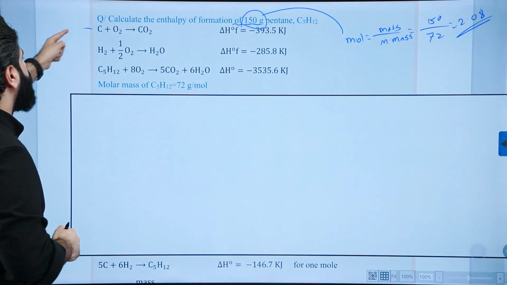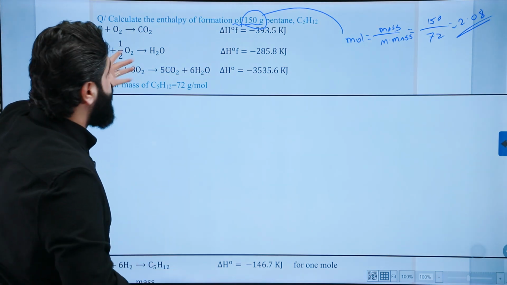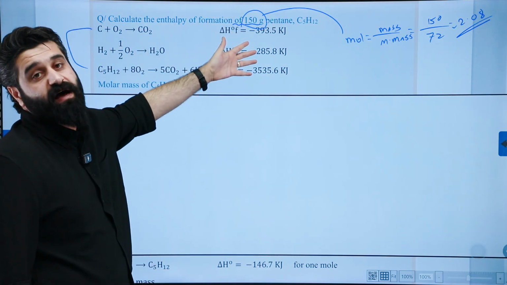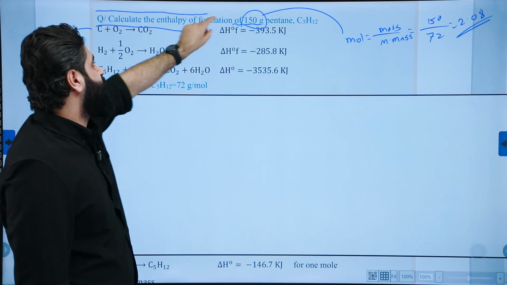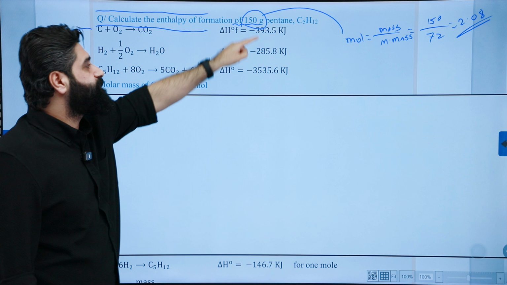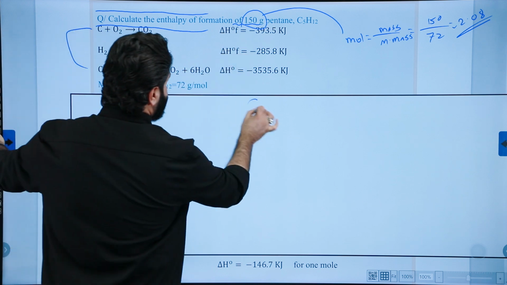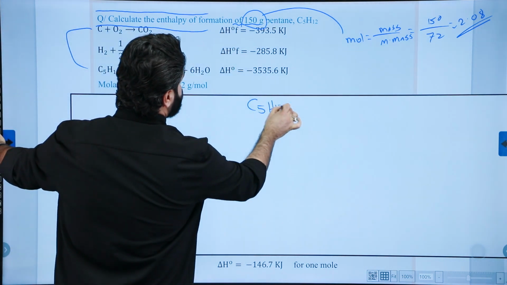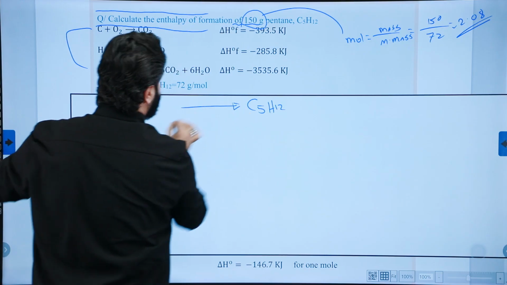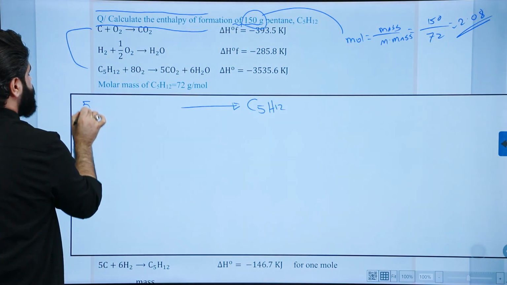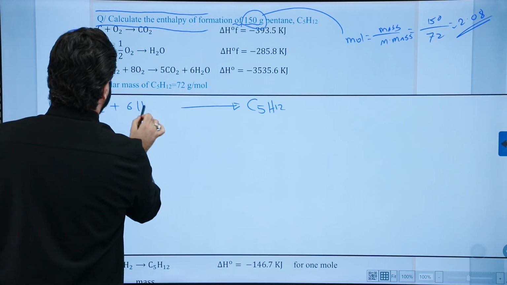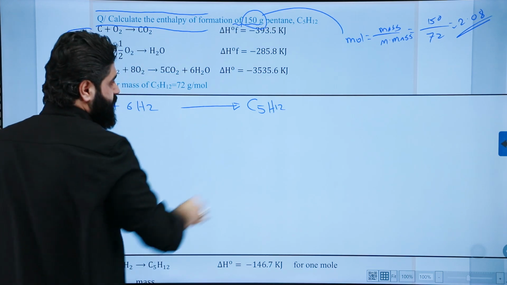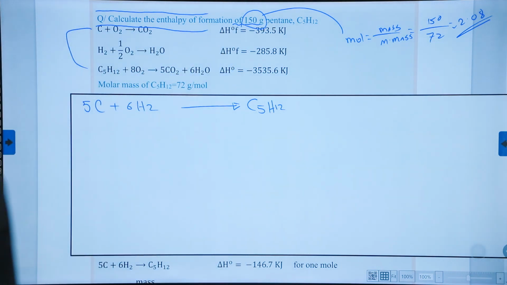Okay, which of the following is the overall? None of them. Why? Because any of them has its own value, right? So the overall must be created inside the question. Formation of pentane, C5H12, is produced from the reaction between 5 carbon atoms plus 6 hydrogen gas molecules, right? Find delta H here.